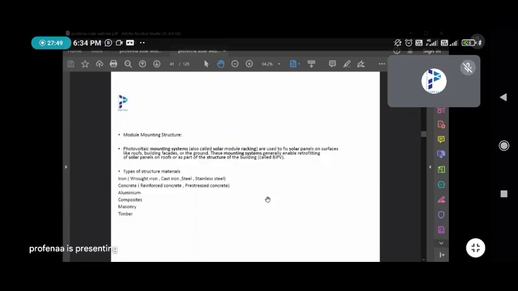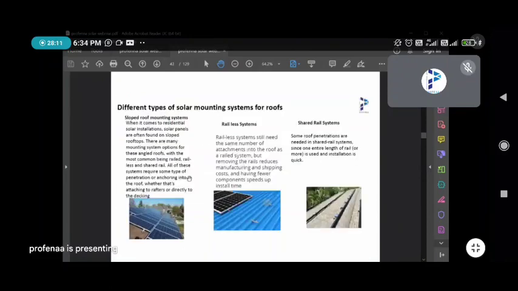So we will show the models. Different types of models are there. Based on the material you have to select. Aluminium is there, cast iron is there, even SS is there, even GI material also. If you take aluminium, the cost is more. So normally for 100 megawatt, 200 megawatt systems, they will use galvanized steel.